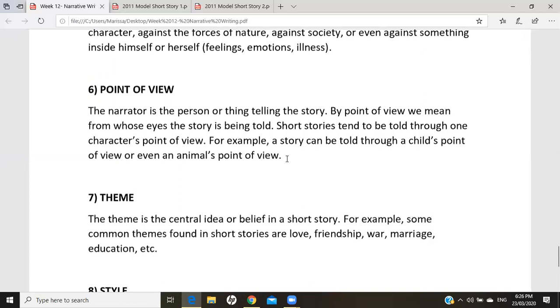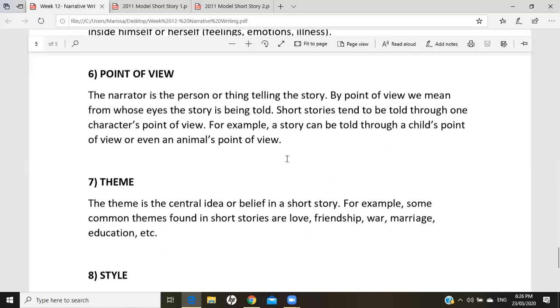Because of the word limit, we don't have time to experiment really and let multiple characters tell the story. So just pick one character and let that one character tell the story. Any questions on point of view?